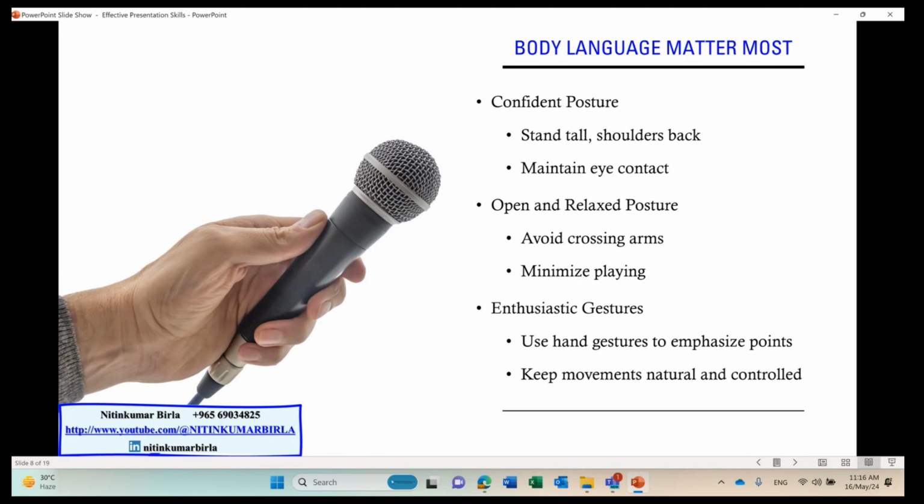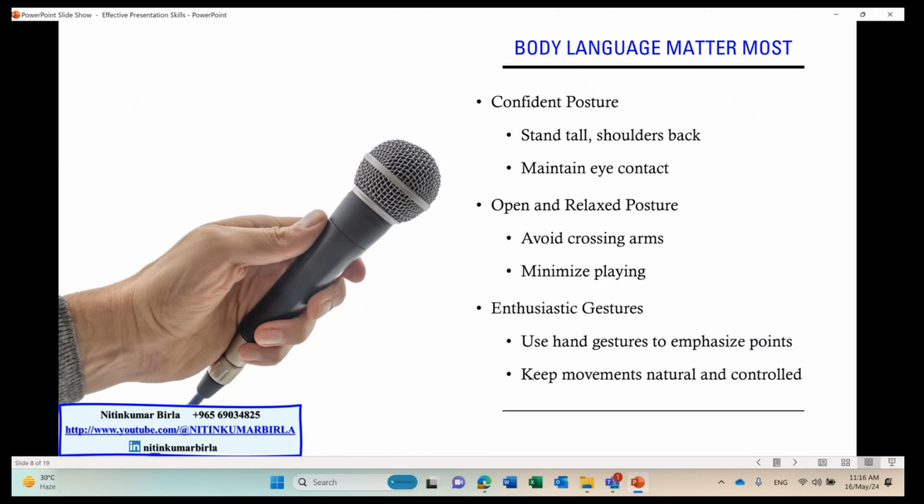Why does body language matter most? Because it gives you a confident posture. You should be confident in what you're presenting. You are the most learned fellow at this point of time. Remember, when you prepare for a presentation, you are the most educated and most aware fellow on that topic at that point of time. So you should demonstrate that by a confident, open and relaxed posture. No hurry, no stress on the face.